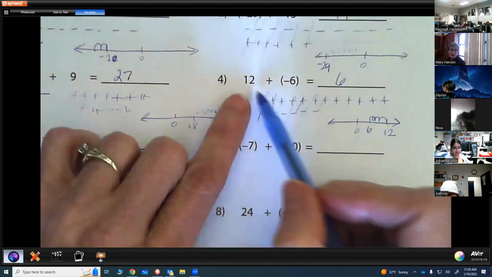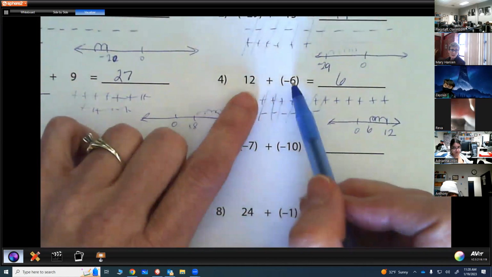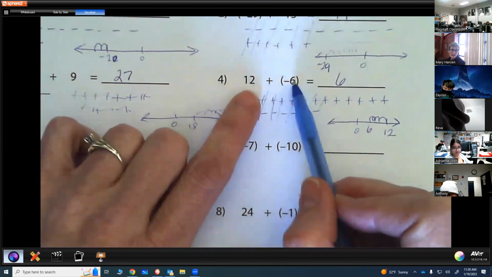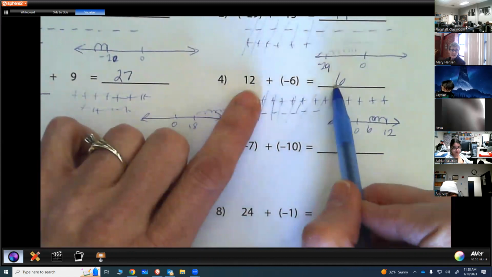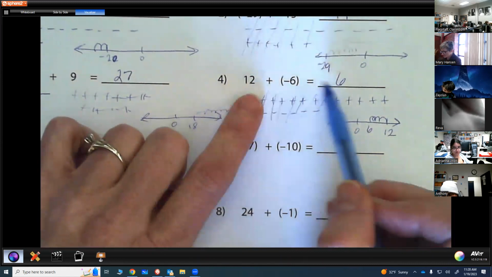And the rule says the signs are different. One's positive, one's negative. So I subtract the numbers. 12 minus 6 is 6. And I take the sign of the larger. And the larger is positive. So my answer is positive.